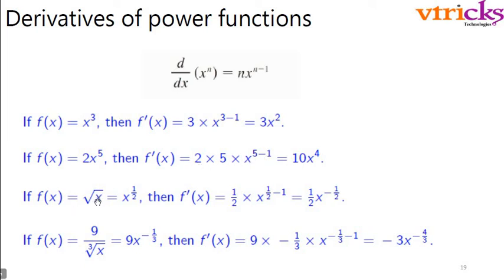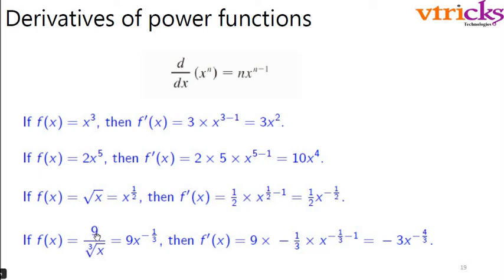Let us look at one more function. f(x) is square root of x. Now here, in order to use this formula x to the power n, we will express the square root as x to the power half. And then we will substitute n is equal to half. So we will get half into x to the power half minus 1. So this would become half x to the power minus half, or you can write it as 1 by 2 root x.